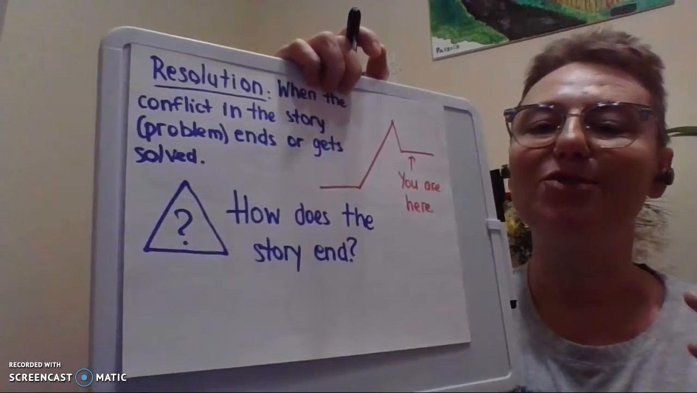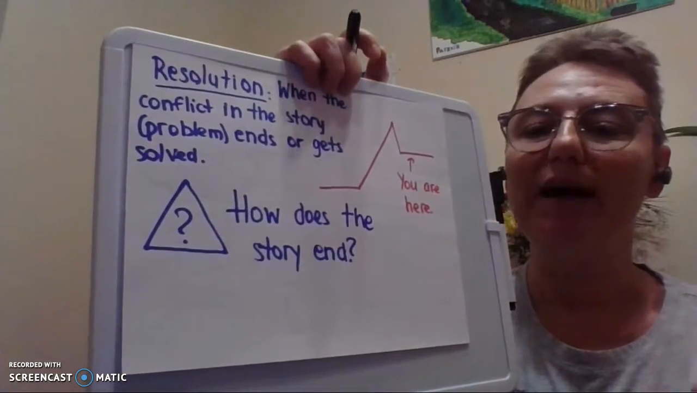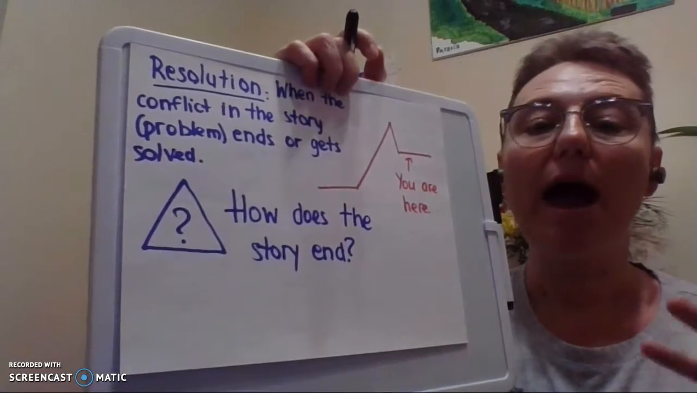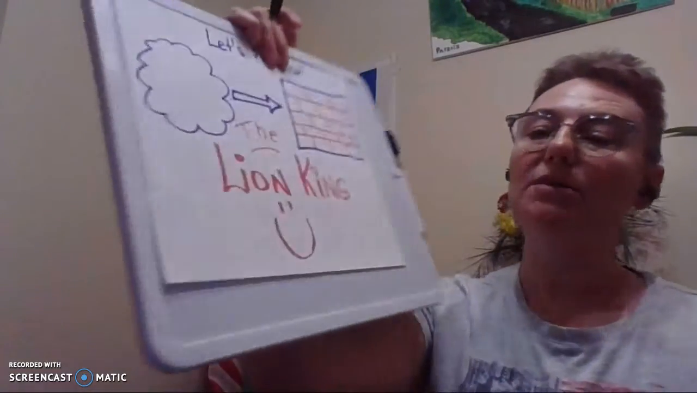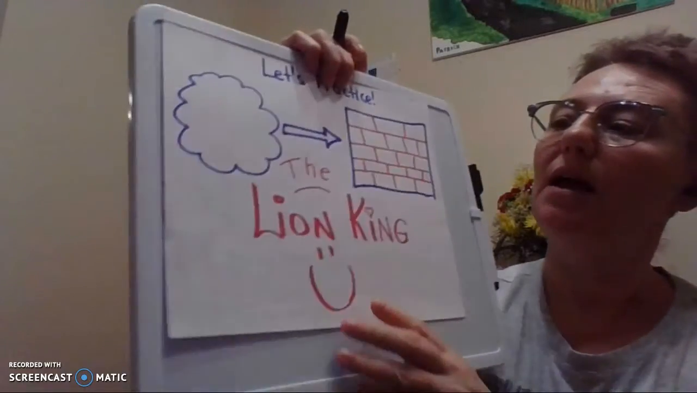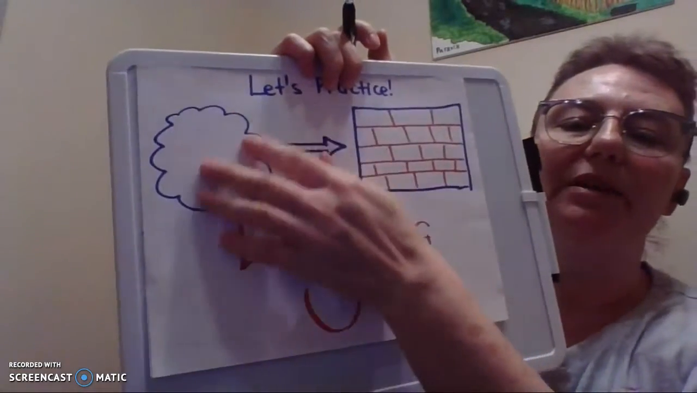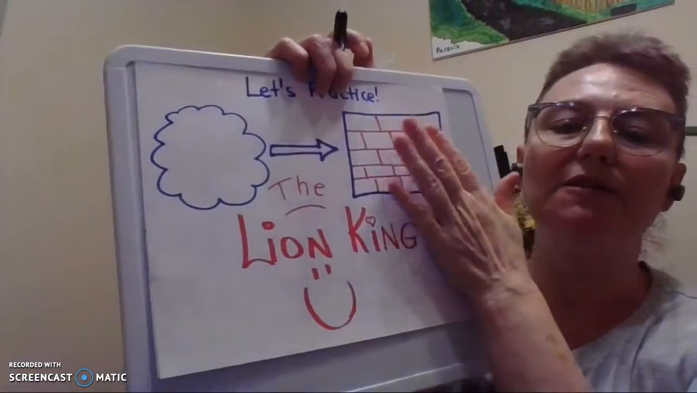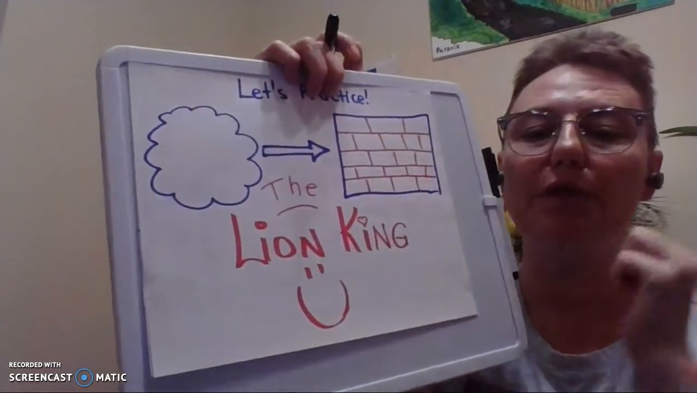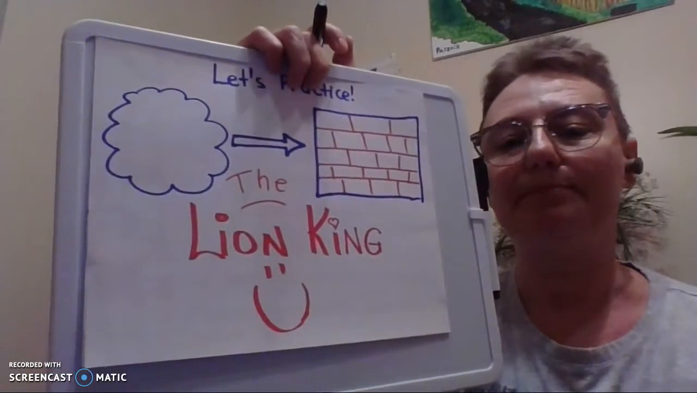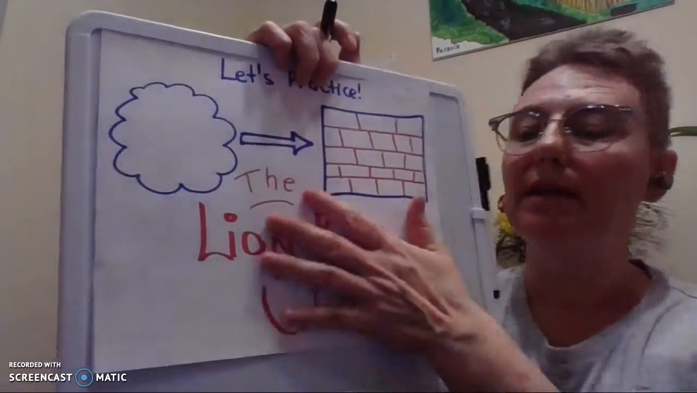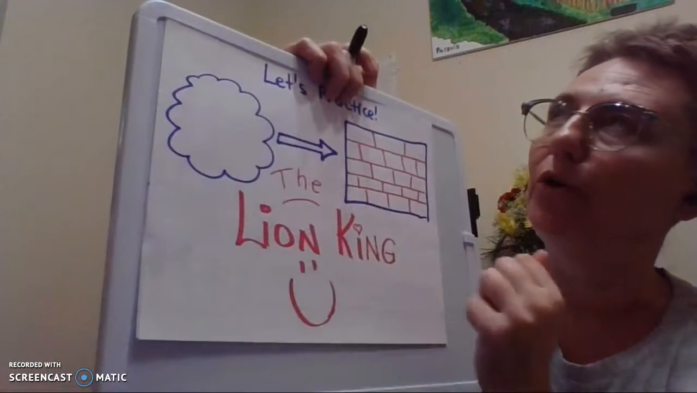Okay, so the question that you want to ask yourself in order to find the resolution is, how does the story end? Now, that's all well and good, but you say, okay, Ms. Jablonski, I have all the concept and it's wonderful, but how can I practice it and make it into a concrete thing that I can use every day in class? Okay, no problem. We're going to use Disney's The Lion King in order to do that.